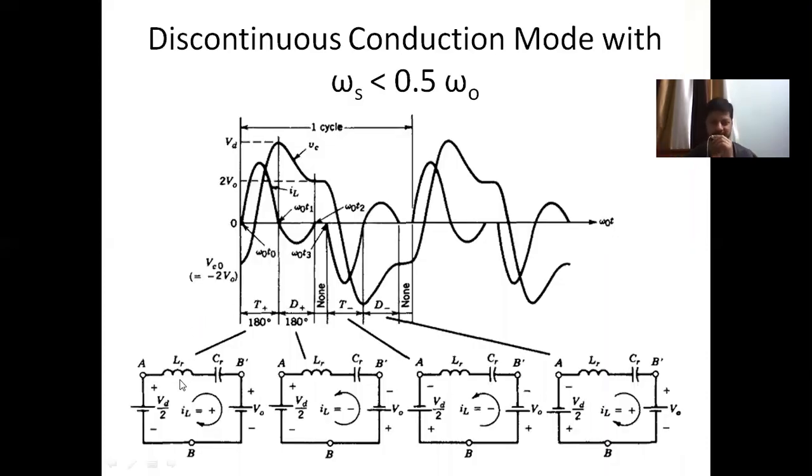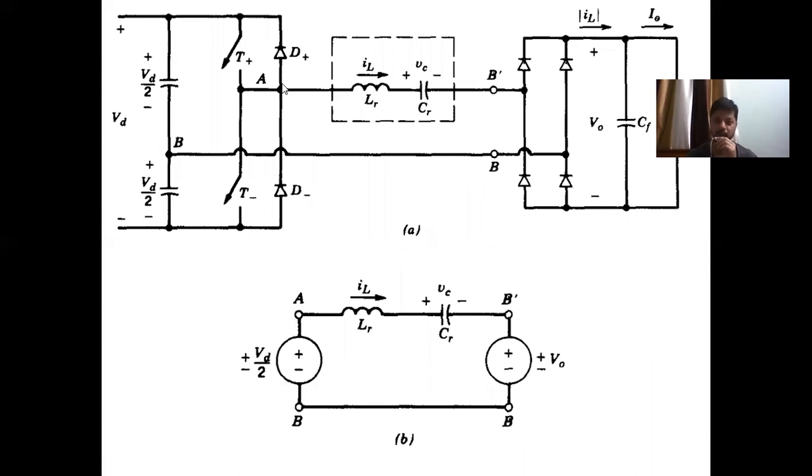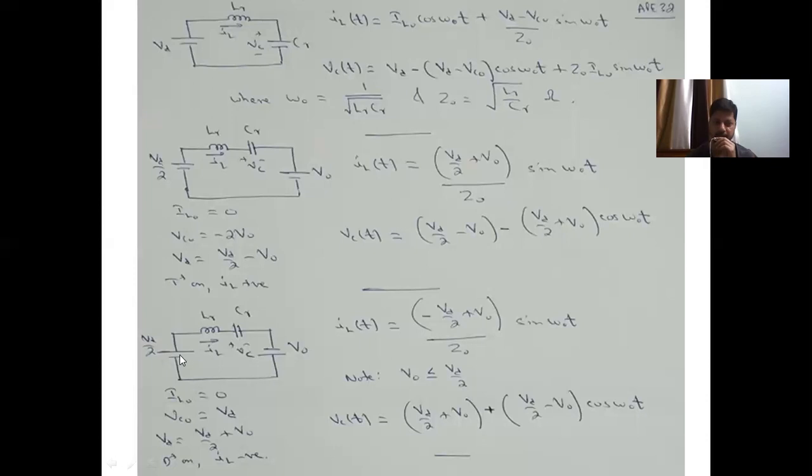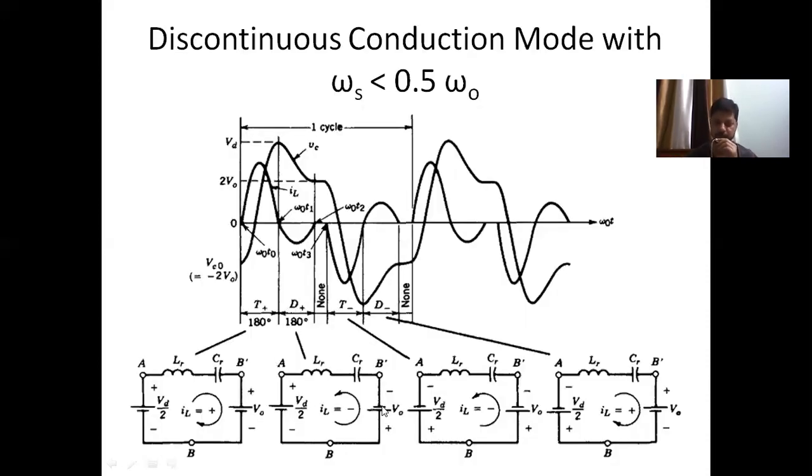So in the first instance, when T plus is on, this is the inductor current and this is the capacitor voltage. At the end of the half cycle, inductor current reduces to 0 and the capacitor voltage rises to Vd. At this instant, the current tends to reverse because T minus is yet to turn on. The path available for the negative current to flow is through D plus. So here D plus turns on, and again with D plus on, the input voltage is still Vd by 2, and because the current is now negative, this voltage becomes minus V0.